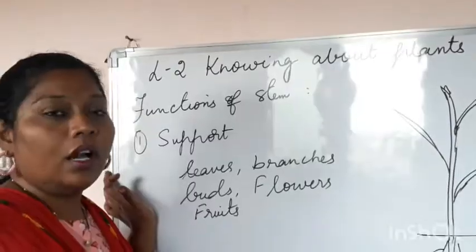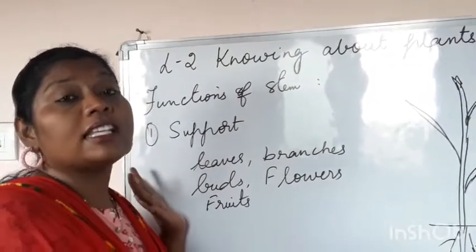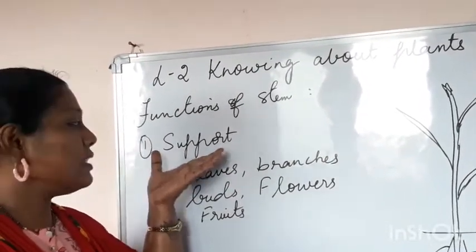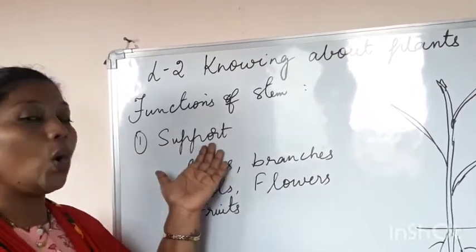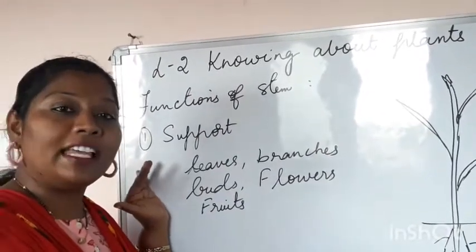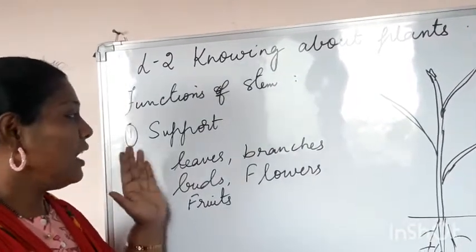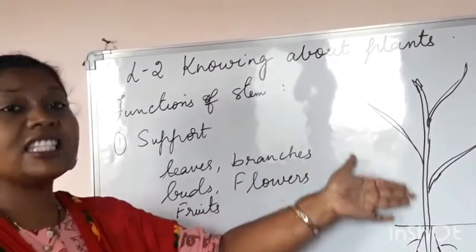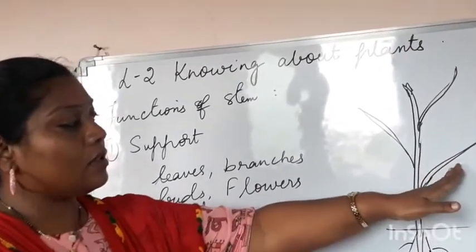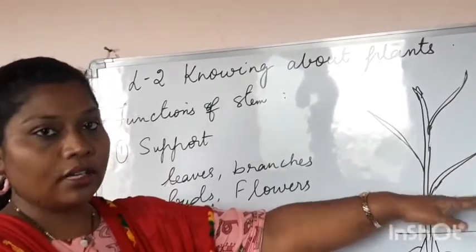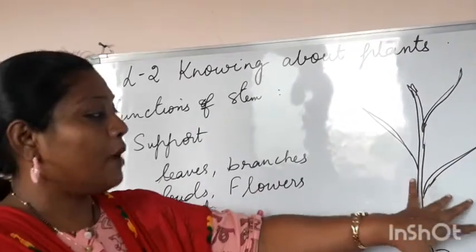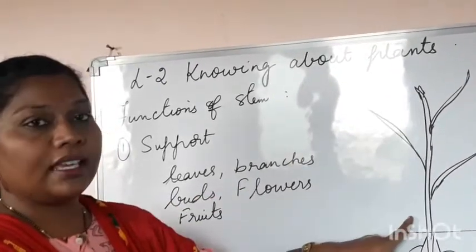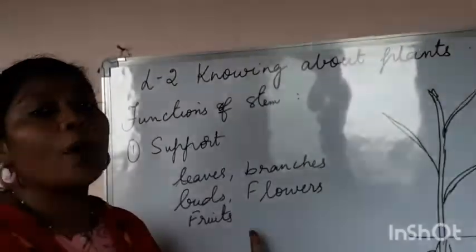Now we will learn all the functions of the stem in separate, individual topics. First one: what does the stem give? The stem gives support. S-U-P-P-O-R-T, support. The stem gives support to any plant. In what way does it support the plant? See here children, where do we find the branches? The branches come out from the stem. On the branches we have leaves, flowers and fruits, right children? So the whole weight of the branches, leaves, flowers or buds, whatever we see on the plant, is borne by the stem.